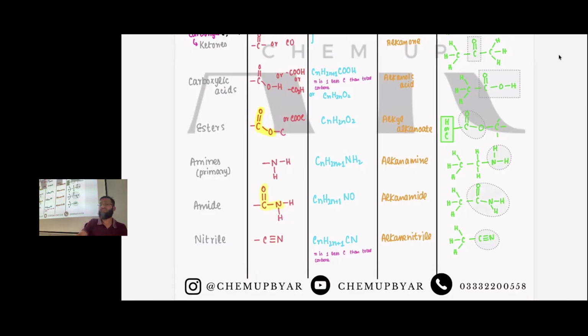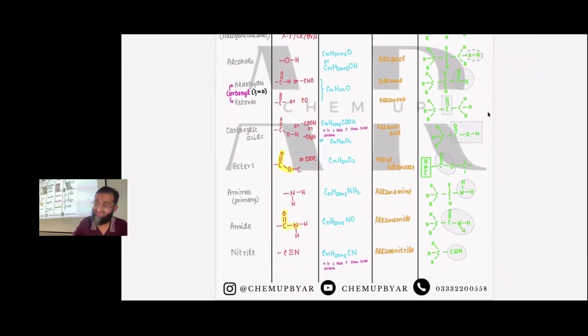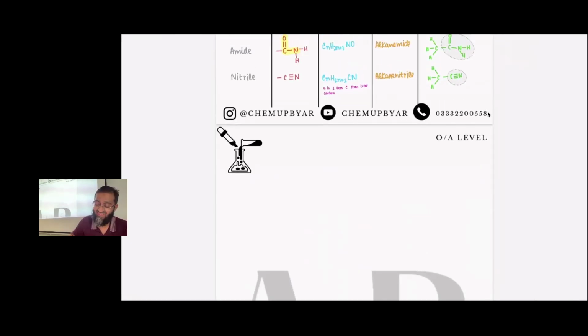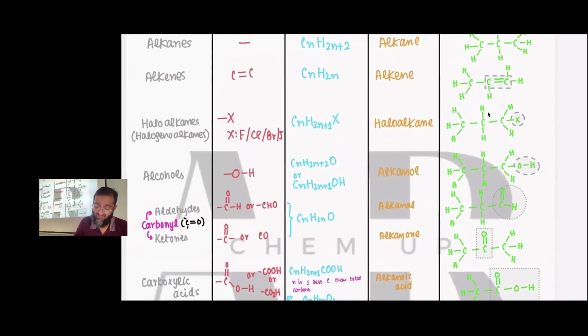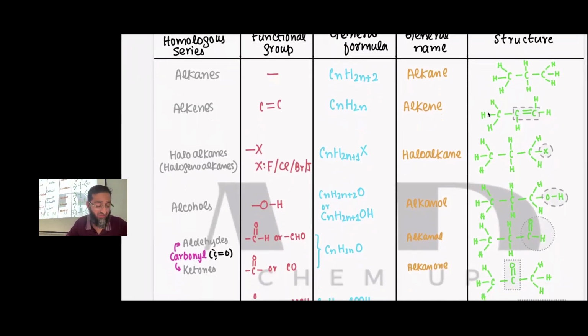Is this clear? Just go over these functional groups quickly, because now I'm going to give you a few structures and you need to identify which functional groups are there in those structures. So just go over the functional groups with the names quickly.